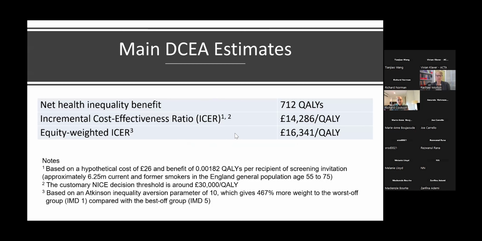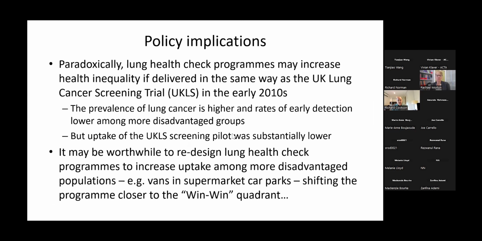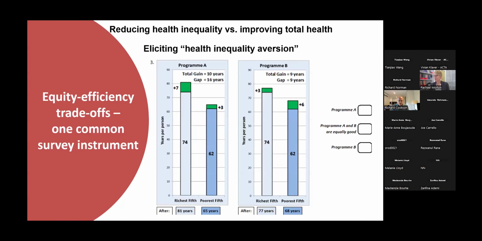Nevertheless, you might want to think about ways of redesigning the program to increase uptake in more disadvantaged areas. The classic way of increasing uptake is to put lung screening vans in supermarket car parks. That's the way to get uptake up in disadvantaged areas. They've done a load of pilots around the UK, maybe in Australia as well, and it works really well. That increases uptake and shifts you towards the win-win quadrant. So this is a case of wanting to redesign delivery rather than saying no to the program. So that's that. We've talked about trade-offs, and I want to stop there.